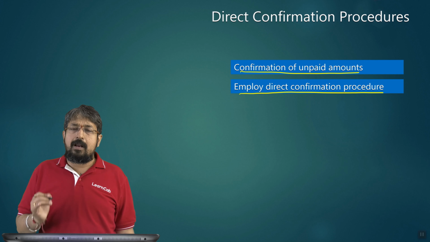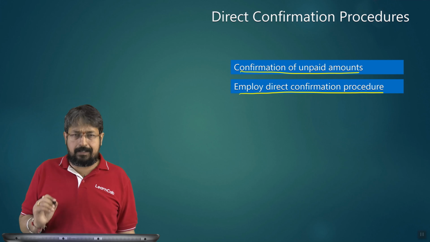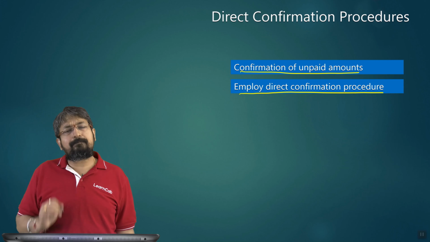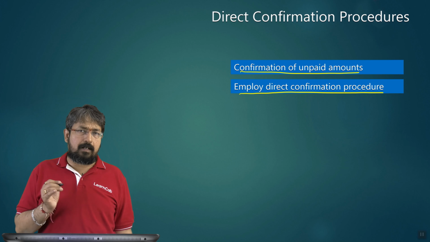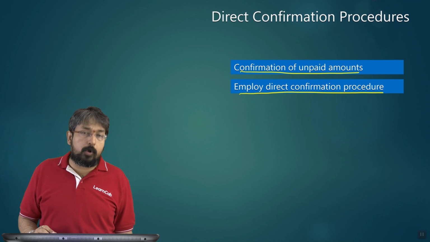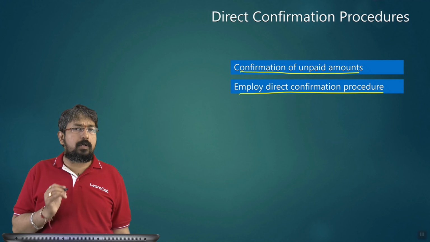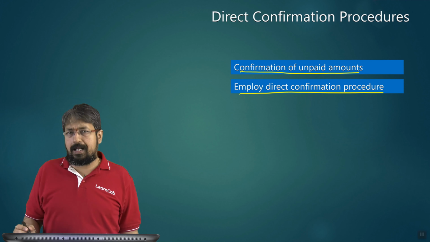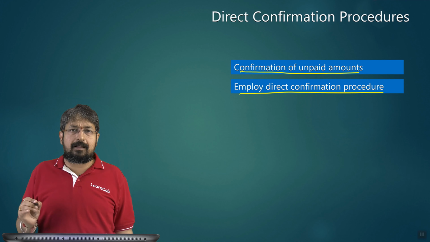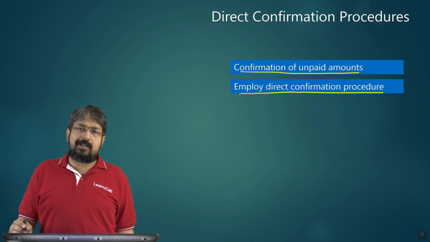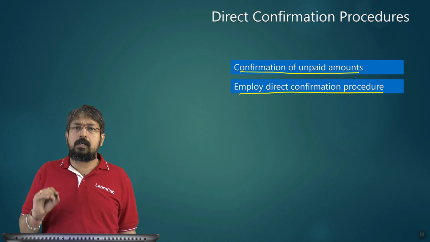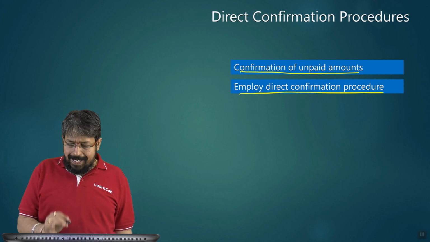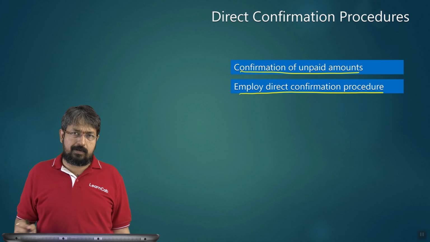Basically, I as an auditor will write a letter. I'll send a confirmation request letter to the customer, asking them to please confirm the balances. But before you obtain the confirmation, you need to have permission from the client. You will tell the client, see, I'm trying to obtain the confirmation. Confirmation is nothing but a letter, my dear soldiers. So it is in the form of a letter. That's how it is. So we have to employ direct confirmation procedure.